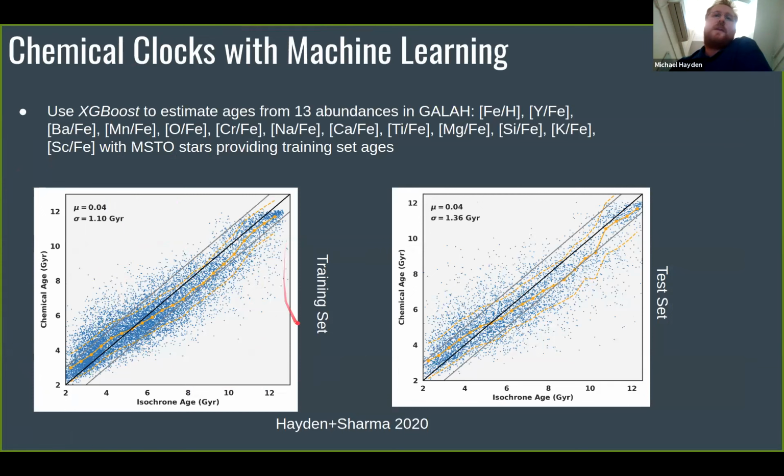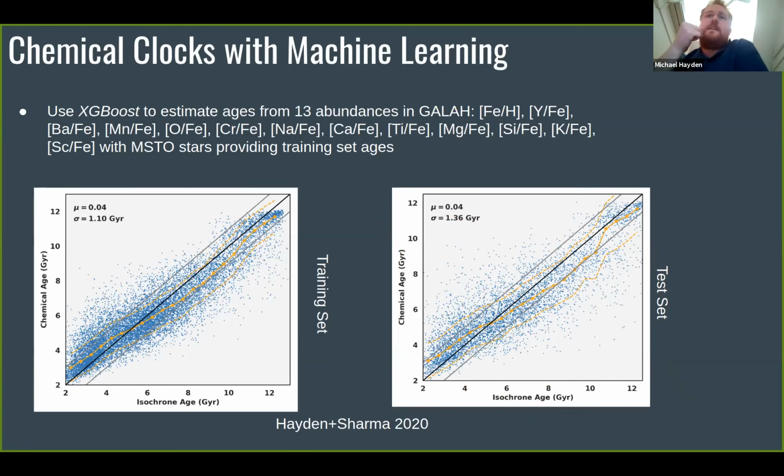The left one is the training set and the right one is the test set. The test set is stars that we know the age for, because they're main sequence turn-off stars, but weren't included in the training data. And you can see that we are actually able to estimate the age just based on abundances to an accuracy of about 1 to 1.5 gigayears. The isochrone age that we derived is on the x-axis, and that's accurate to also about a gigayear.